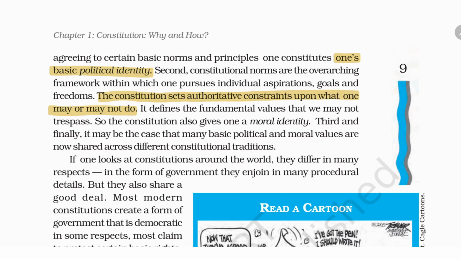Kindly highlight this portion. Constitution also gives one a moral identity. This is important.